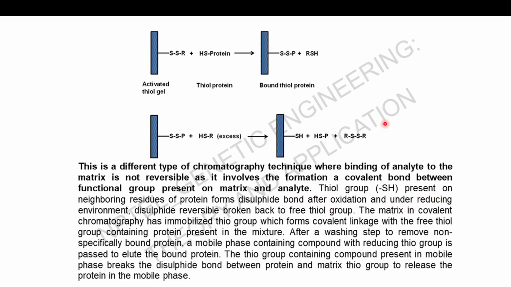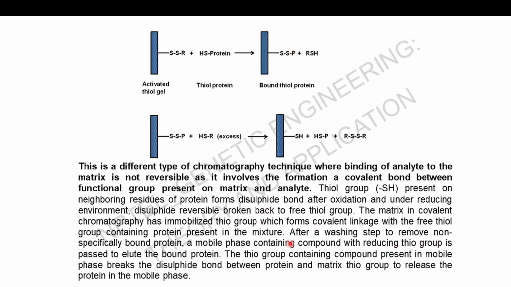And after oxidation, under reducing environment or conditions, reversible disulfide bond cleavage takes place, and a free thiol group is given out. So the matrix in covalent chromatography has immobilized thiol group, which forms covalent linkage with the free thiol group containing protein present in the mixture. Okay, this one here.